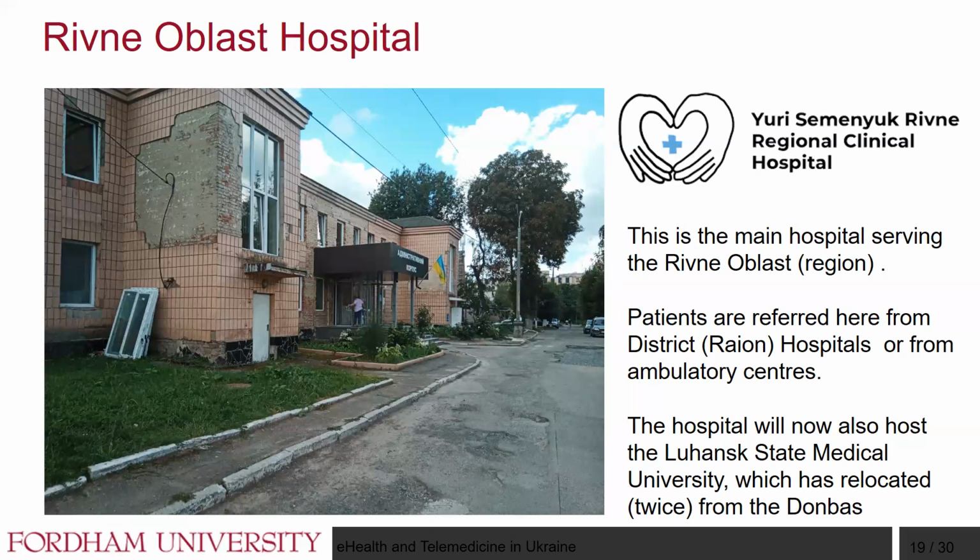Next thing to do was to visit the regional hospital. So this is the main hospital for the Rivne Oblast, provides specialist services across the whole region and supports referrals from both primary care and from the district hospitals and ambulatory centres. So that is the hospital. It hasn't been hit by a missile or anything. That's what hospitals are like. And in fact, that's what hospitals are like in Poltava, Odessa, or the other places that we visited.